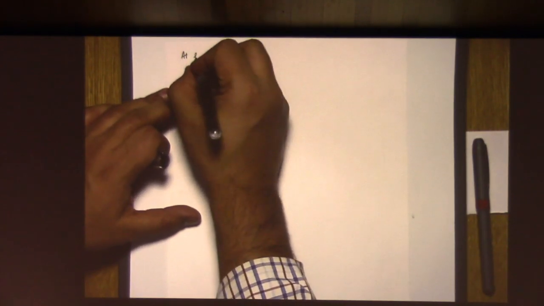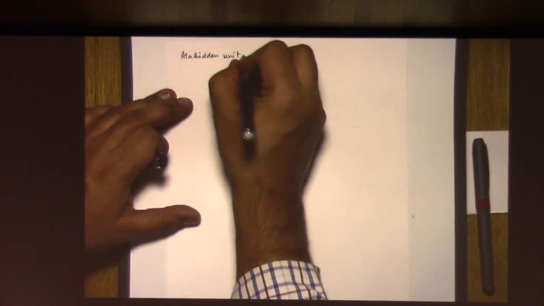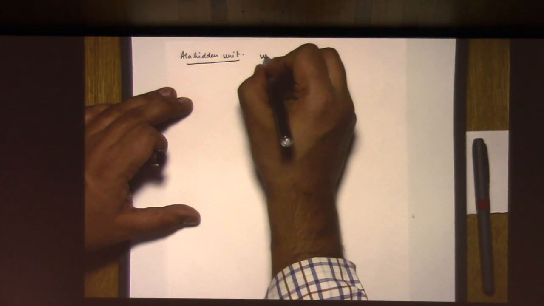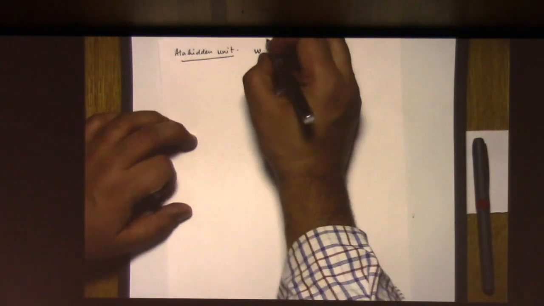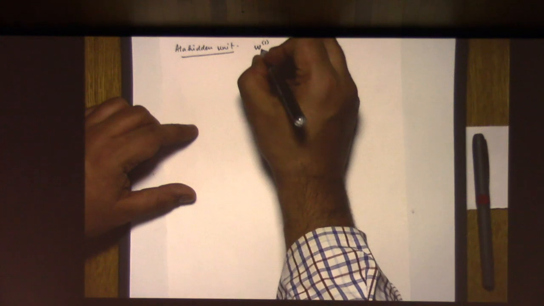So what we do is, at a hidden unit, we have a weight vector which I'm going to denote with a small bold w. The reason I use bold is because it's a vector, and I'm going to put a superscript of 1 to indicate that this is a hidden unit. There could be many hidden units, m hidden units, so we are going to use the subscript j to indicate the jth hidden unit in this layer.